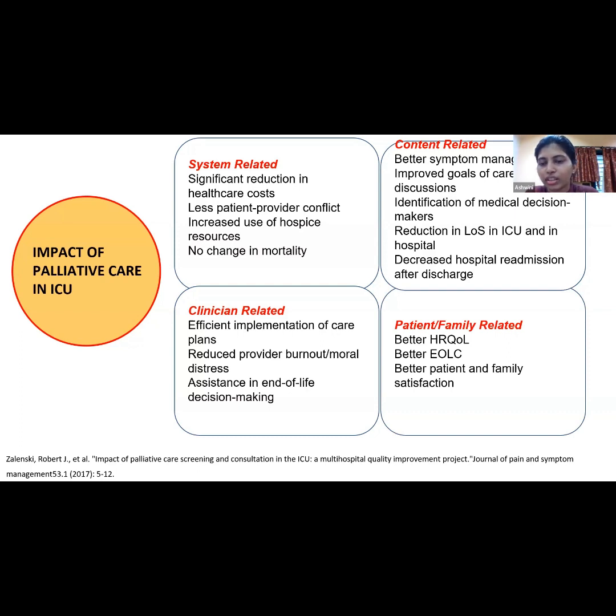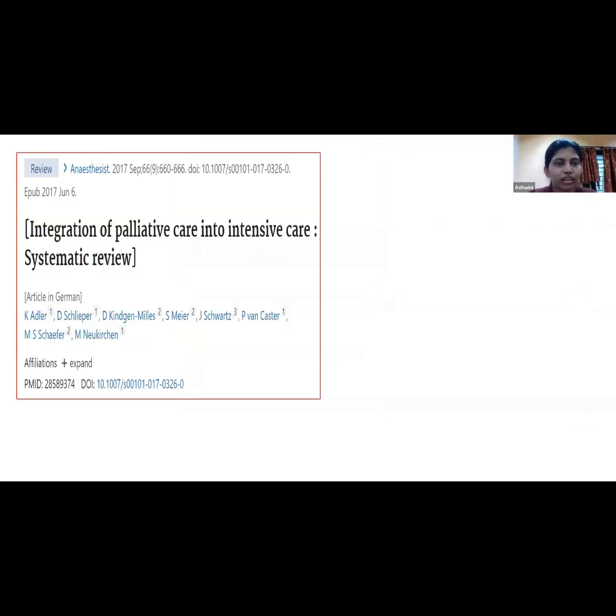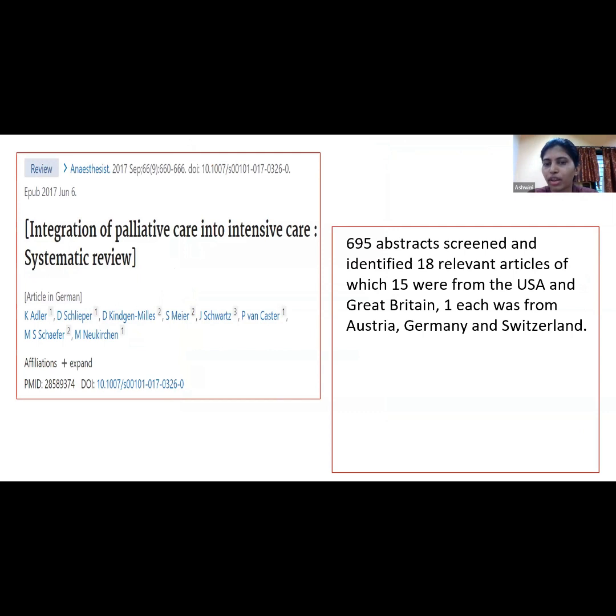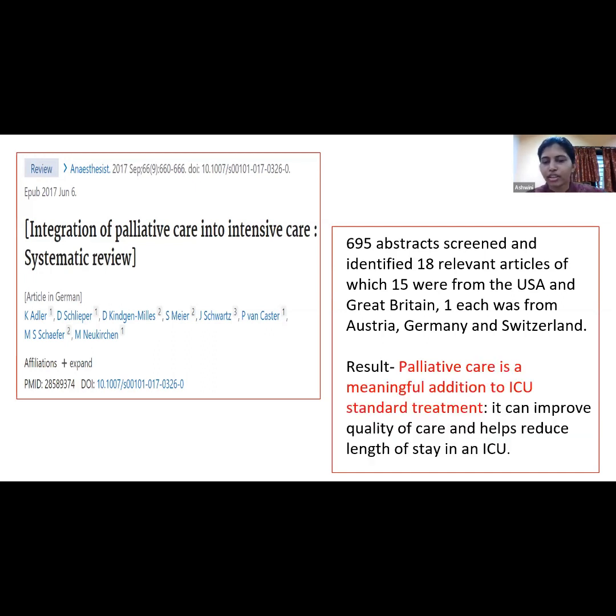Family and patient-related benefits include better health-related quality of life, better end-of-life care, and better patient and family satisfaction. A systematic review done in 2017 by K. Adler et al., the topic of which was integration of palliative care into the ICU, screened 695 abstracts and identified 18 relevant articles, of which 15 were from the USA and Great Britain, and 1 each was from Austria, Germany, and Switzerland. So this showed that palliative care is a meaningful addition to ICU standard treatment. It can improve quality of care and help reduce length of stay in an ICU.